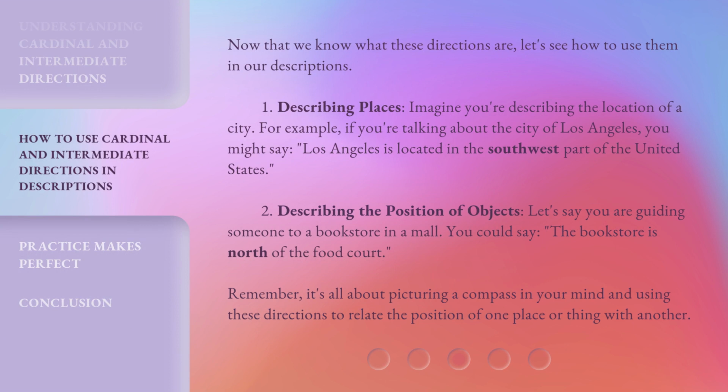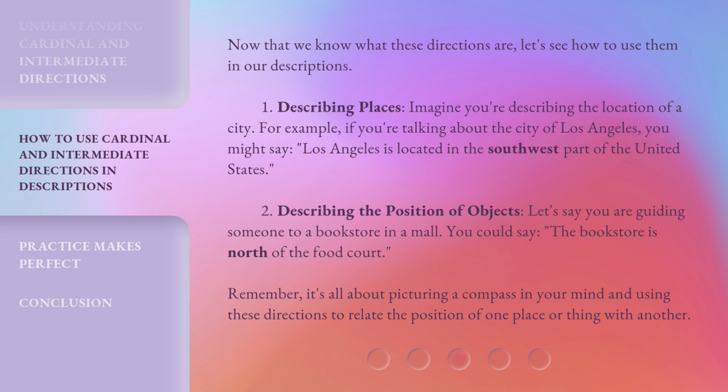Now that we know what these directions are, let's see how to use them in our descriptions. 1. Describing places. Imagine you're describing the location of a city. For example, if you're talking about the city of Los Angeles, you might say, Los Angeles is located in the southwest part of the United States.